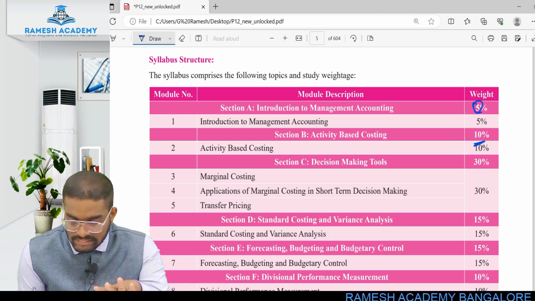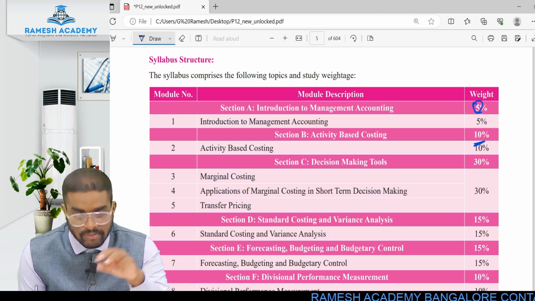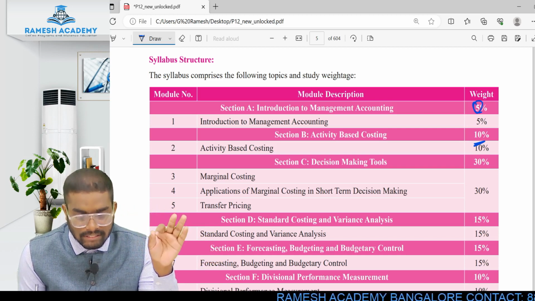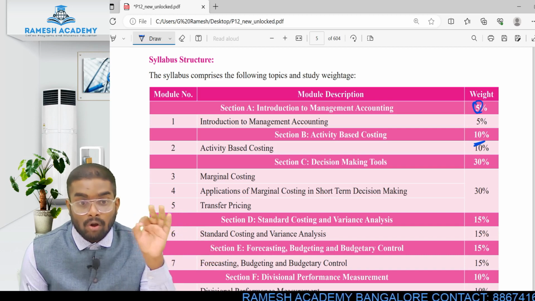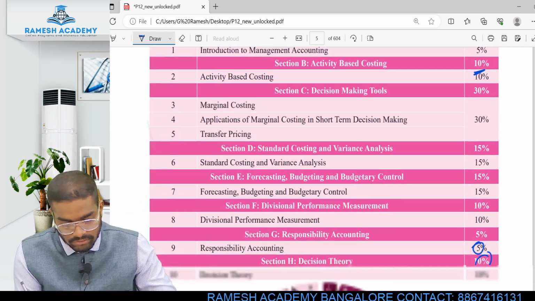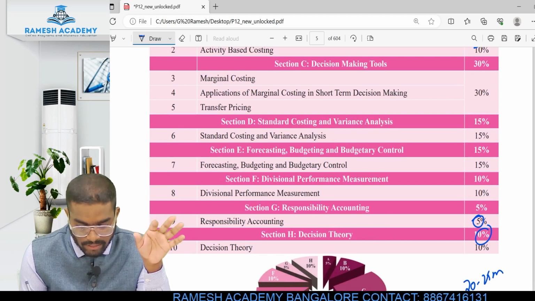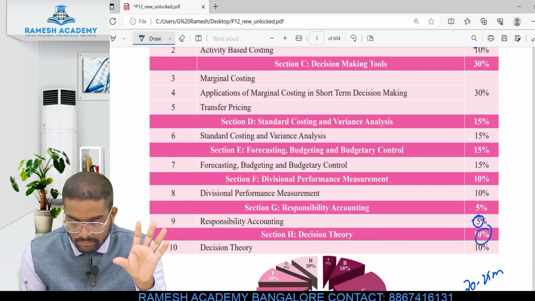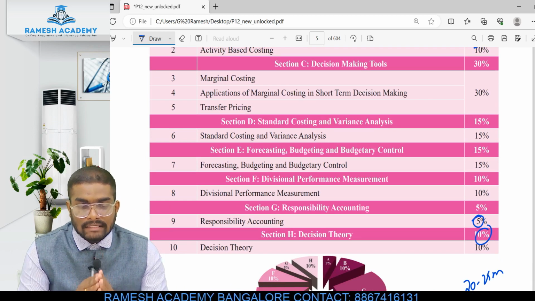If you go to the third chapter, which is the decision making tools, we will be having 3 chapters in that: marginal costing, application, transfer pricing. All these 3 including will be having around 30%, which is 30 to 35 marks. Rest all chapters, every chapter has its specific weightage.